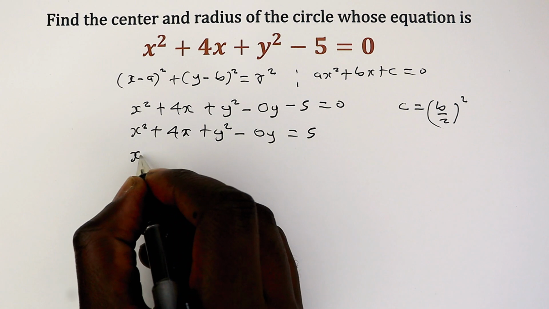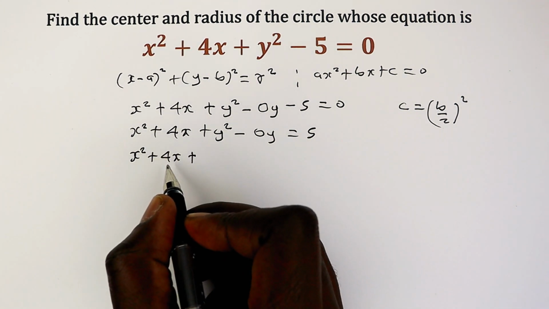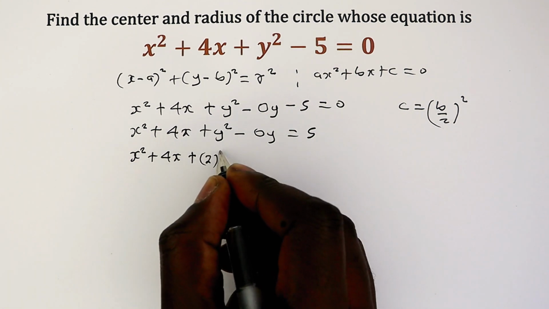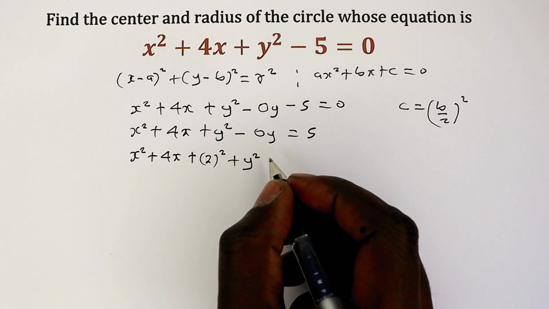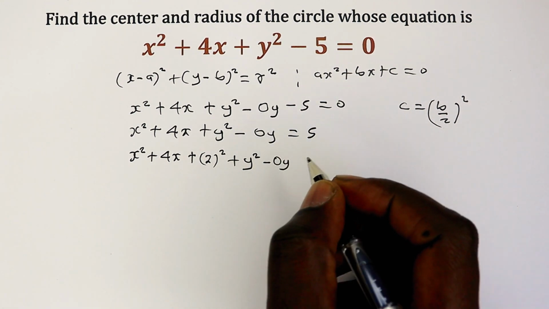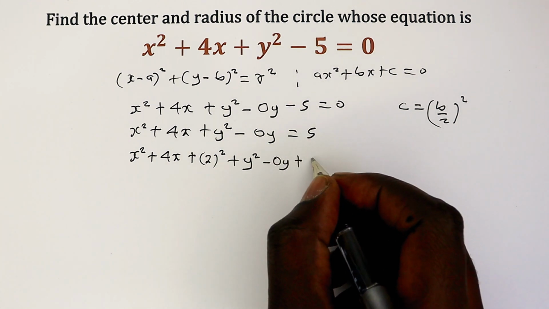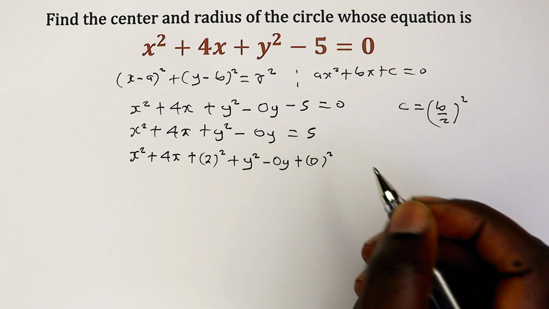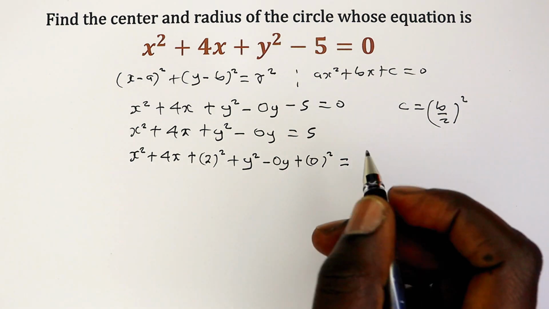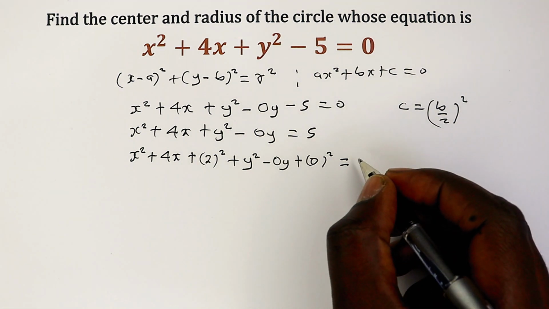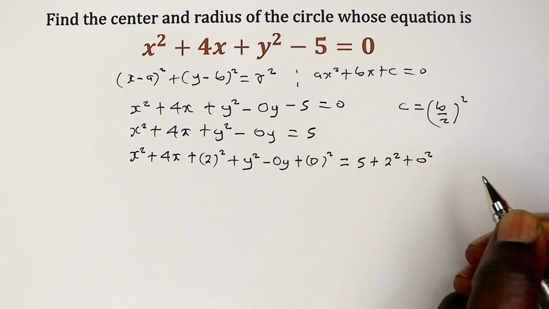So we're going to have x squared plus (half of 4) squared, plus y squared minus 0y plus (half of b) squared. Half of b, half of 0, is just 0, so half of that squared. Then for us to keep the equation balanced, we do the same to the right hand side. So we have 5 plus 2 squared plus 0 squared.